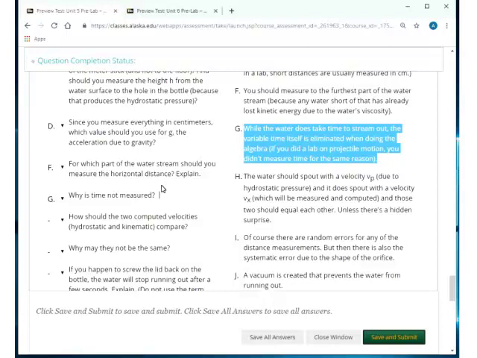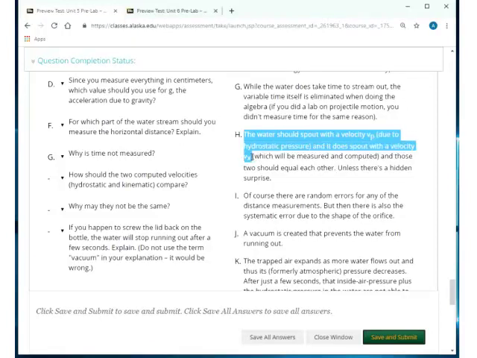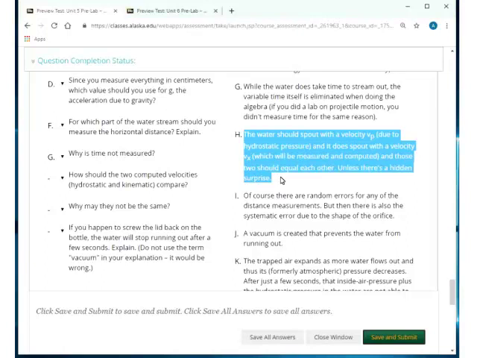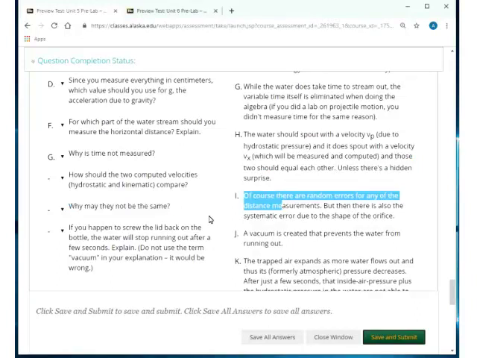water runs out. How should the 2 computed velocities, hydrostatic and kinematic, compare? The water should spout with a velocity Vp, and it does spout with a velocity Vx, and those should equal each other unless there's a hidden surprise. Why may they not be the same? And here's the answer.